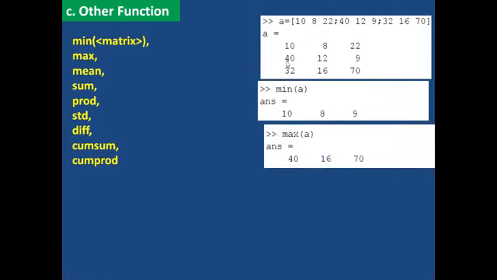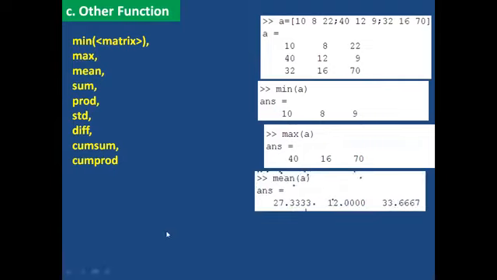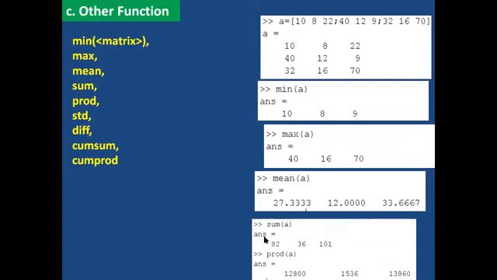The maximum of A is 40, and then 60, and then 70. And then mean value, you will get the mean values 10, 40, 32, 27.33. Similarly, other things. And then I want to have the sum of A. That means 10, 40, and 32, which is 82. And then similarly this. And I want to have the product of A. That means 10 multiplied by 40 multiplied by 32. The answer is 12,800.